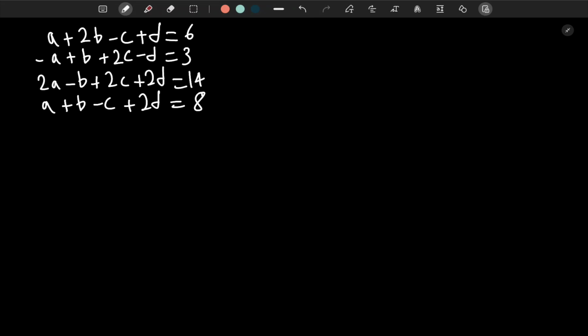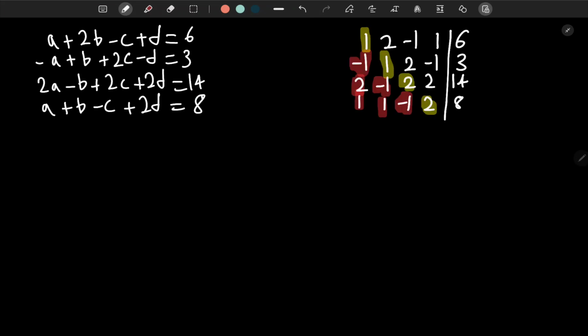So the first step that we have to do is convert these equations into the augmented matrix, which is basically just writing the coefficients of the unknown variables in a matrix and equating it with this vertical line, and then we just write these numbers over here. So let me just show you. So here is the augmented matrix.